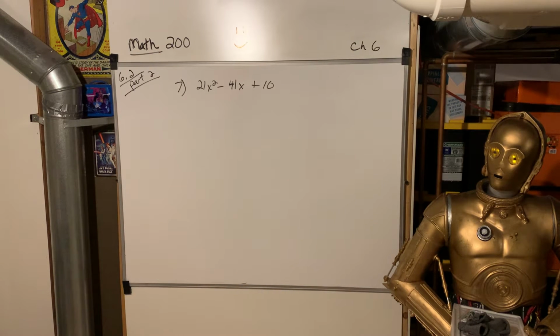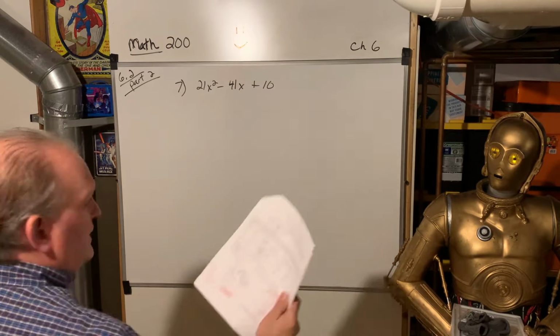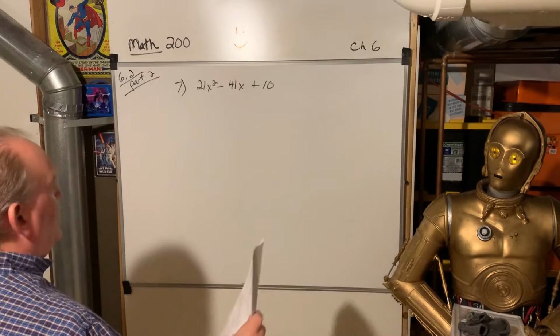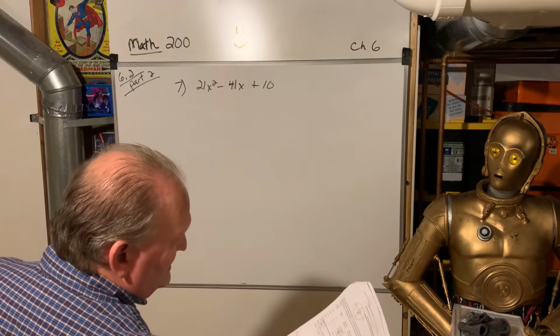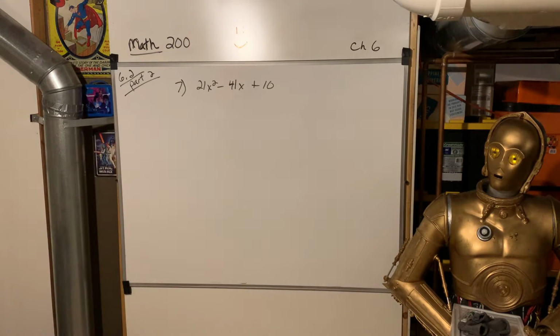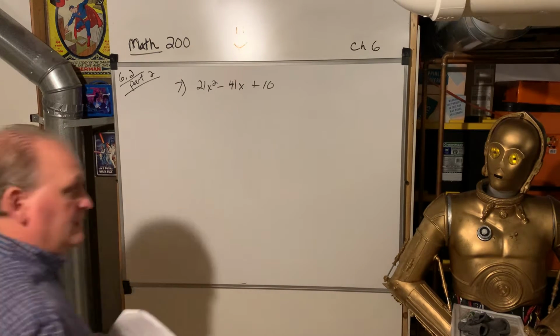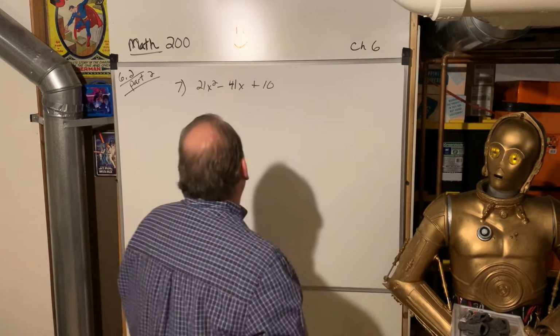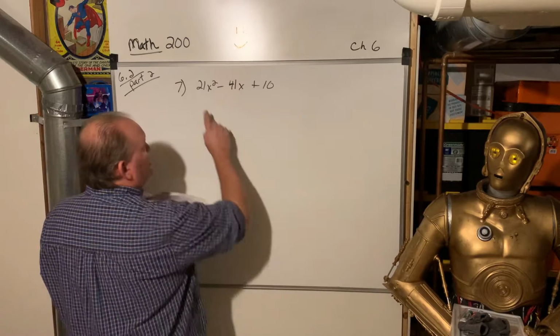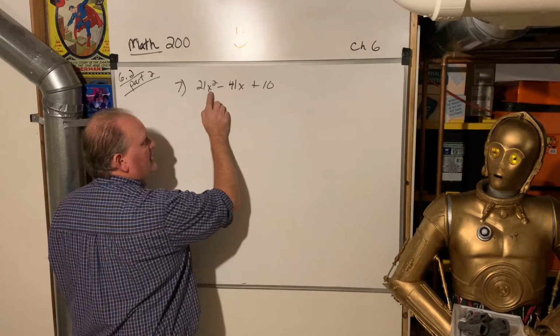This is Math 200. We're looking at Chapter 6. We're in the packet, and this is the second part of 6.2. So we're on page 6 of the note packet, and we've got a problem that is tough because they've got this 21 in front of the x squared.